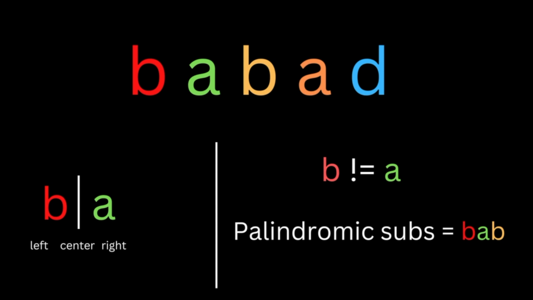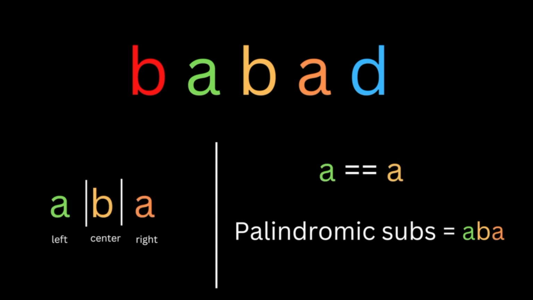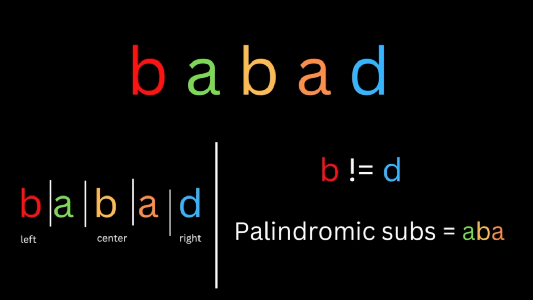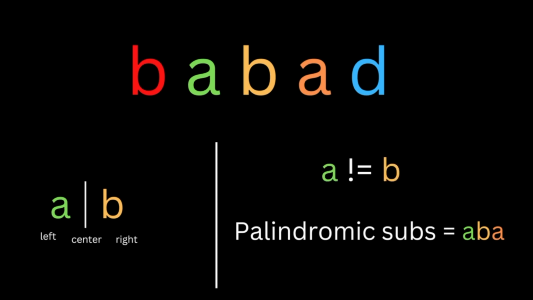But what about the center which is between B and A? We're going to use the same logic, except the left is going to be B and the right is going to be A. So we compare the left B to the right A. B is not equal to A, so we don't update the longest palindromic substring. And we keep looping over the string and repeating the same technique of expanding around the center until the indexes are expanded beyond the length of the string.